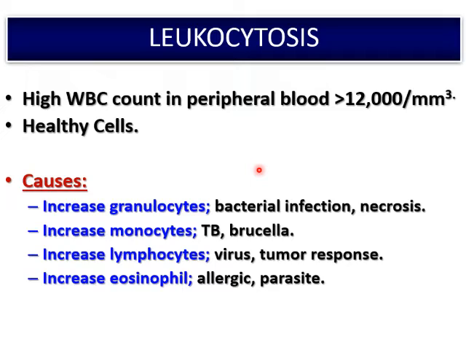The causes of leukocytosis may be bacterial infection, and usually in bacterial infection we have an increase in the number of granulocytes like eosinophil, neutrophil, and basophil. Increased monocytes usually occur in case of TB, tuberculosis. Increased number of lymphocytes usually occurs with viral infection or with a tumoral response. Sometimes with a tumor we have lymphocytic infiltrate. Increased eosinophils, as we all know, usually occur in allergic conditions and parasitic infection.